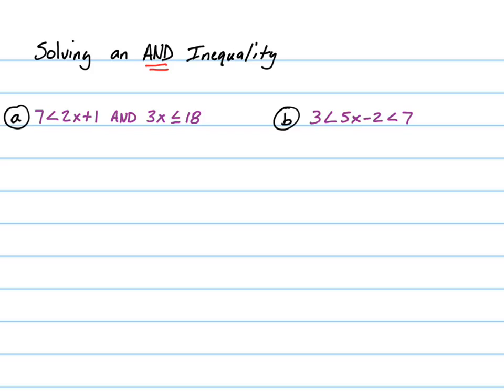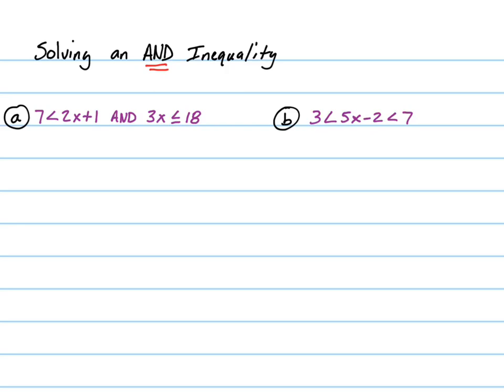Now we're looking at solving what they call an AND inequality. The AND inequality can be written two ways, with the word AND in between the two separate inequalities, or as a compound inequality. So we'll look at both. Here we're going to solve these two statements separately for right now, and we'll keep track of them as we go.